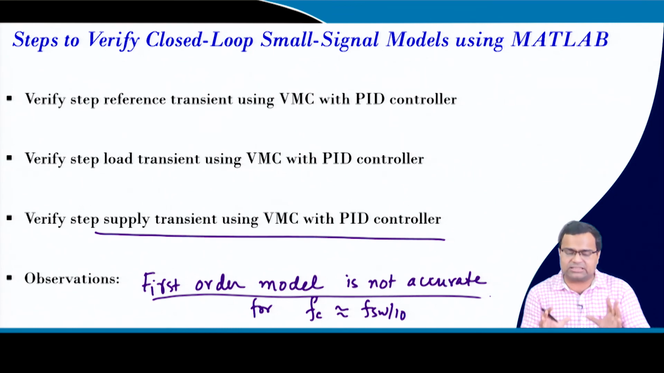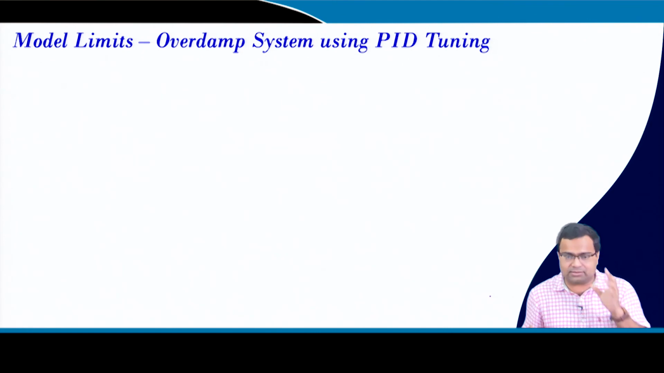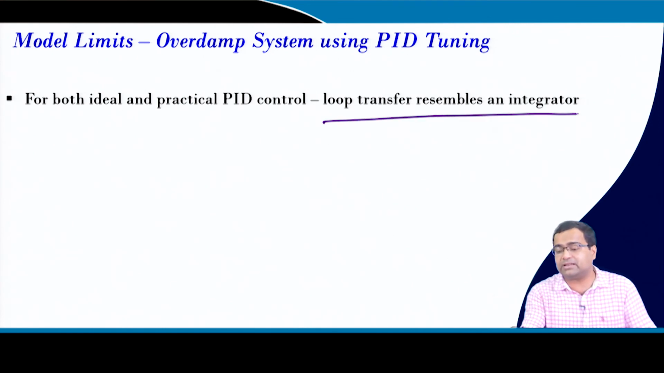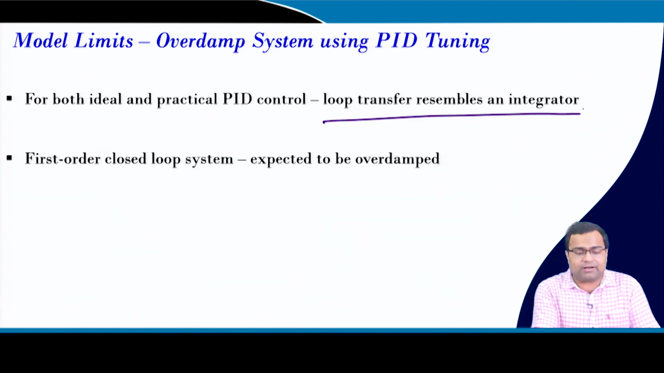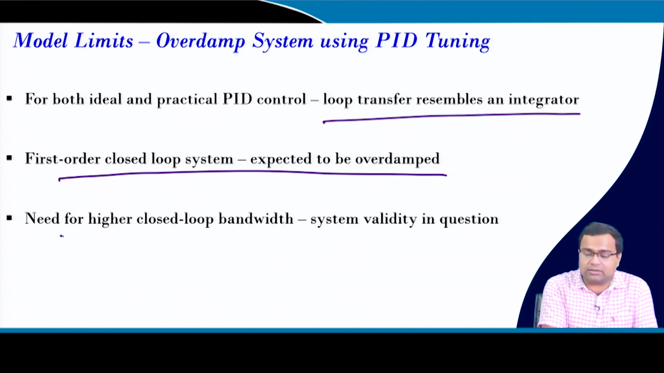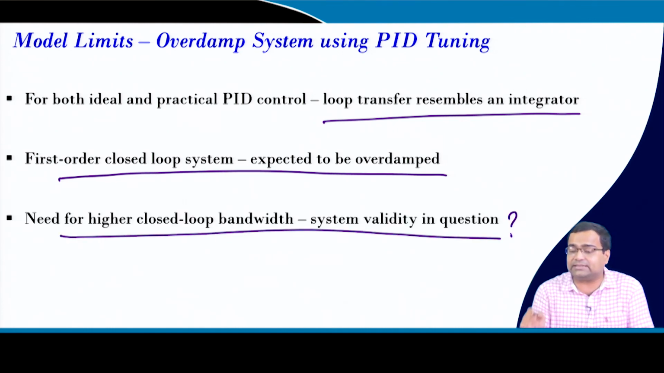That means, if you use this model, we have to limit our crossover frequency to 1/100 of the switching frequency, and actually nobody will buy this power supply. So, the model limit for overdamped PID, for both ideal and practical PID controller, the loop transfer function versus ideal integrator. First order closed loop system is expected to be overdamped, but the actual loop is not matching, its validity is in question, there is a significant deviation.